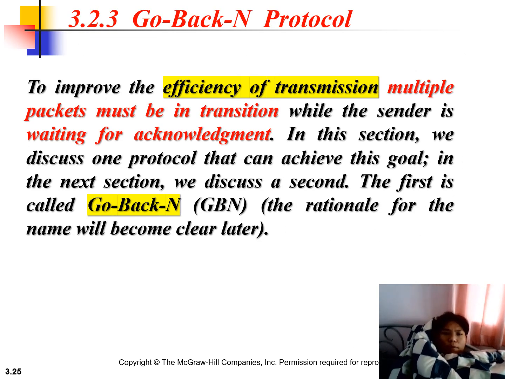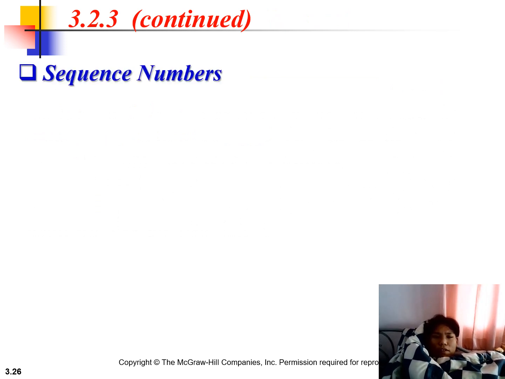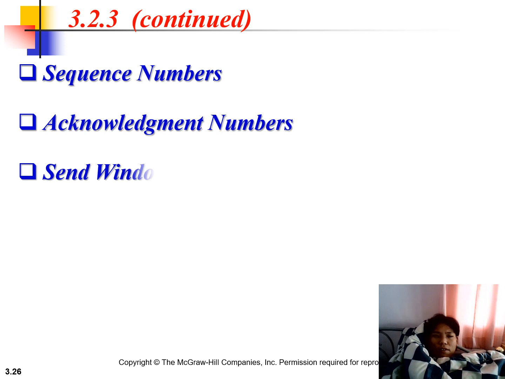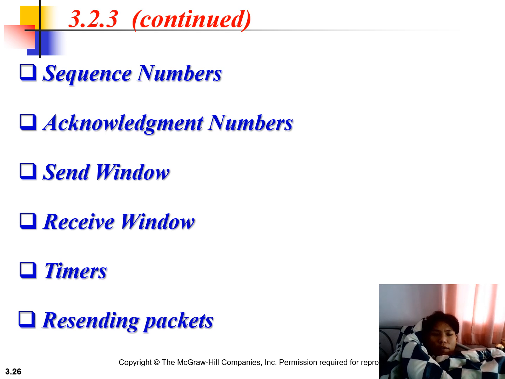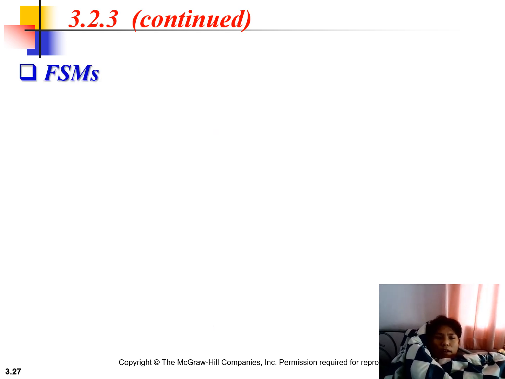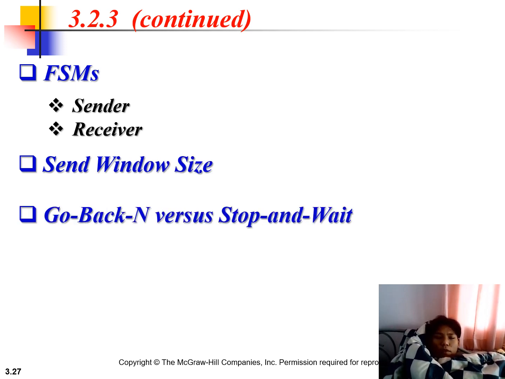The third is the Go-Back-N protocol. To improve the efficiency of transmission, multiple packets must be in transition while the sender is waiting for acknowledgement. In this section, we discuss one protocol that can achieve this goal; in the next section, we discuss a second. The first is called Go-Back-N. It has sequence numbers, acknowledgement numbers, send window, receive window, timers, resending packets, FSM for sender and receiver, send window size, and Go-Back-N versus stop and wait.